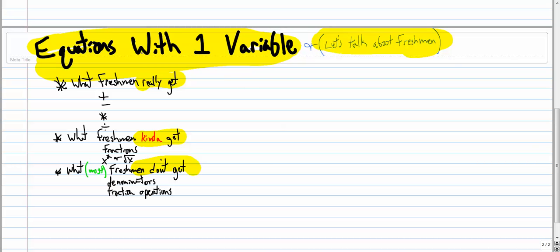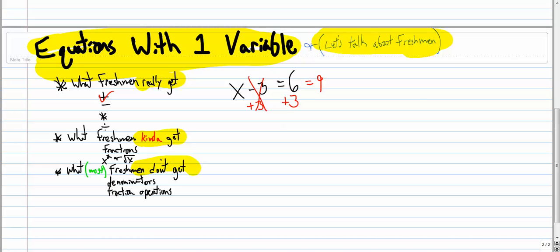They understand adding and subtracting and multiplying and dividing. Just as an example, if I had x minus 3 equals, I don't know, 6, freshmen understand that if you want the x by itself, you've got to undo this subtracted 3. So you add 3 to each side. These will negate each other, and you wind up with x equals 9. So freshmen get that no problem.